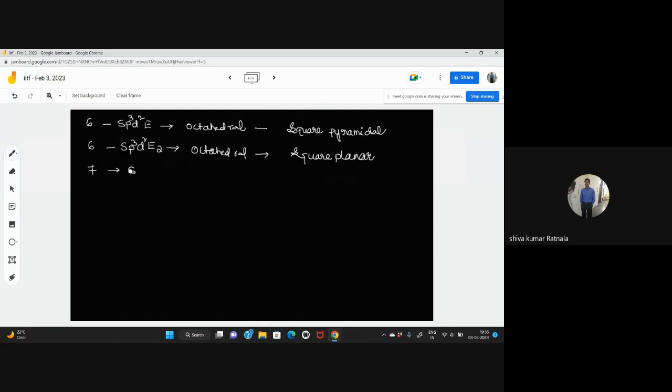X value 7 means sp3d3. It will be pentagonal bipyramid. Pentagonal bipyramid. This also will have pentagonal bipyramid.